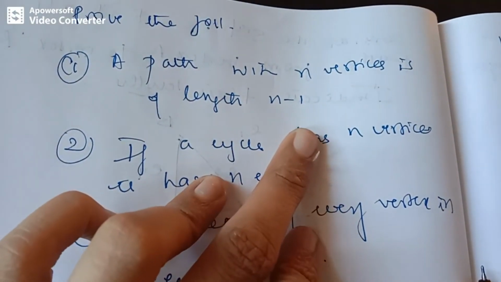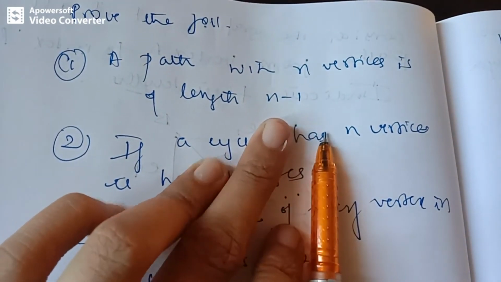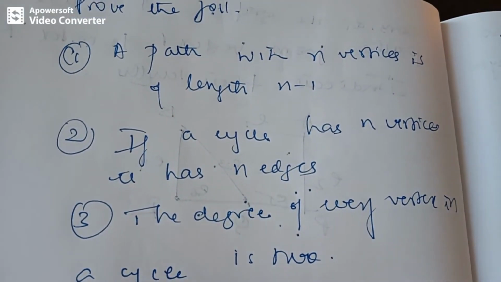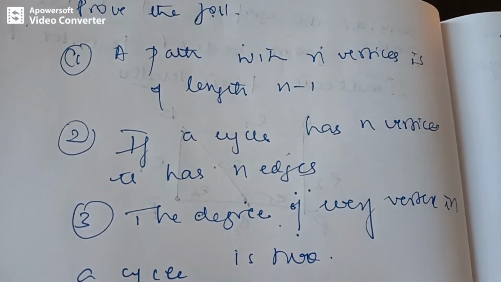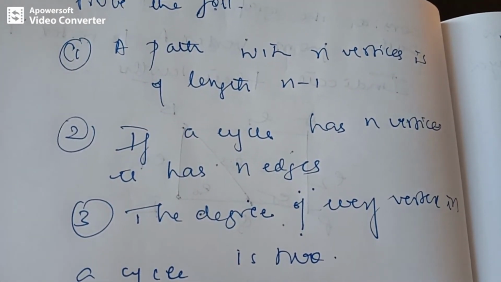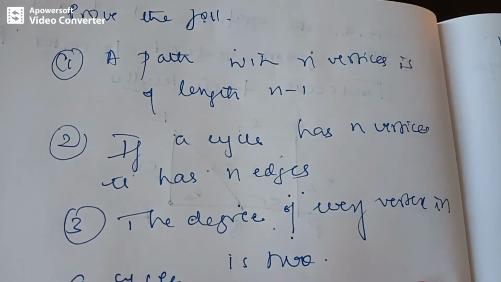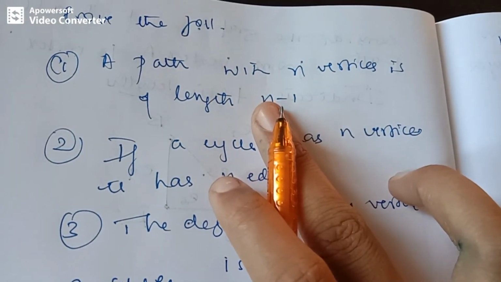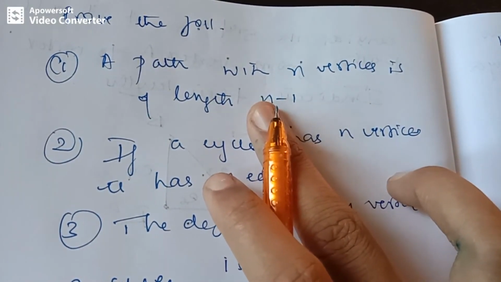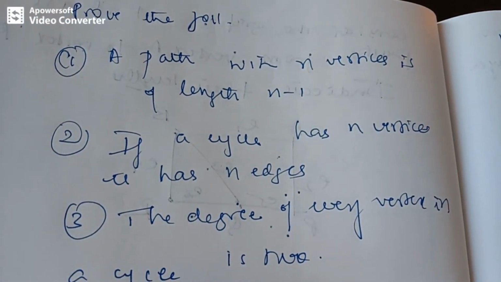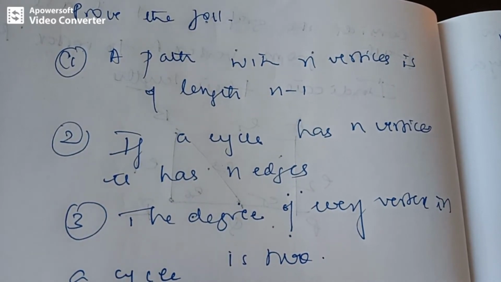In this particular question, we need to prove that a path with n vertices is of length n minus 1. As you know, a path is an open walk, wherein the walk starts from one vertex and ends at a different vertex. And it is an open walk in which neither a vertex nor an edge can appear more than once. So every path is a tree. You know this concept. So based on this, we know that in a path, every vertex except the last vertex is followed by precisely one edge, right?